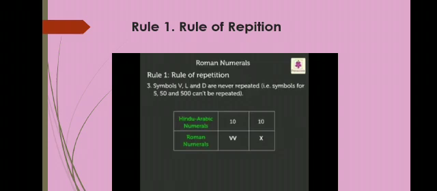Symbols V, L and D are never repeated. For example, V stands for 5, L for 50 and D for 500. 5, 50 and 500 can't be repeated. Let's use the diagram. Hindu Arabic numeral 10 cannot be written as double V. It is wrong. 10 is written as X.